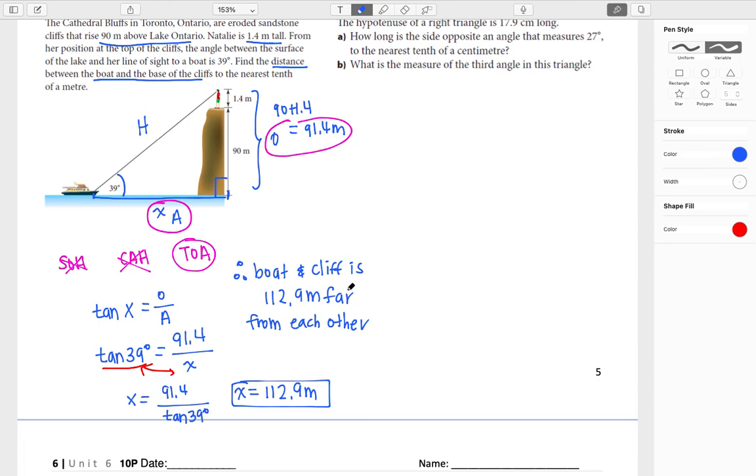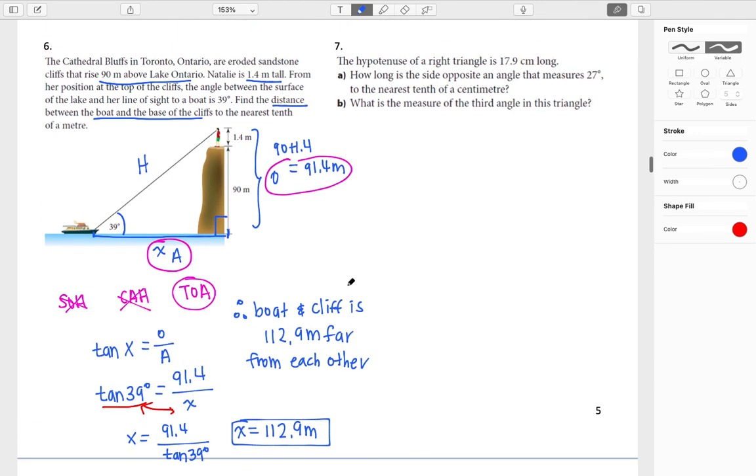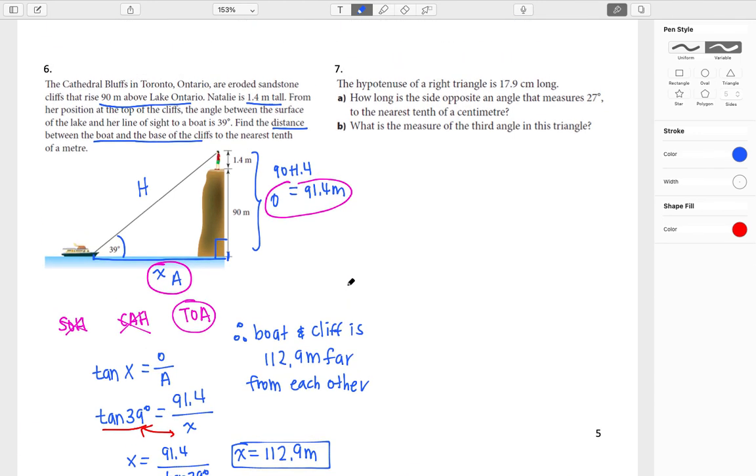Okay, good. Let's try number 7. Okay, so this one, it does not give us a diagram, so that's a difficult part. The hypotenuse of a right triangle is 17.9 centimeter long. How long is a side opposite an angle that measures 27 degrees to the nearest tenth of a centimeter?